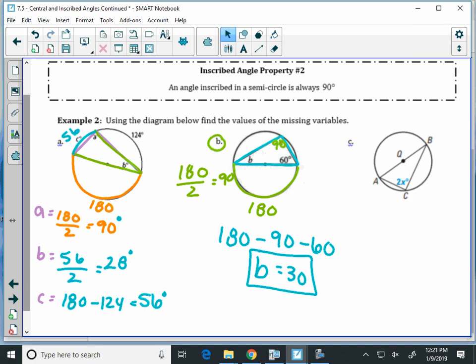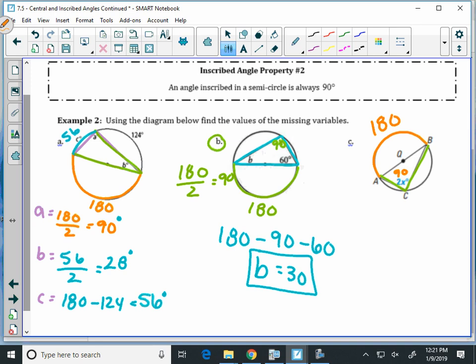Last one from this property, if we take a look at C, we want to find X, and I notice X is inside this angle. So whenever an angle is missing, go to the arc. What's special about that arc? It's a semicircle. What's the measure of a semicircle? 180. Well, this semicircle is 180. What's the measure of that angle? 90, because you cut it in half. It's an inscribed angle. You cut the arc in half. So I know this angle is 90.